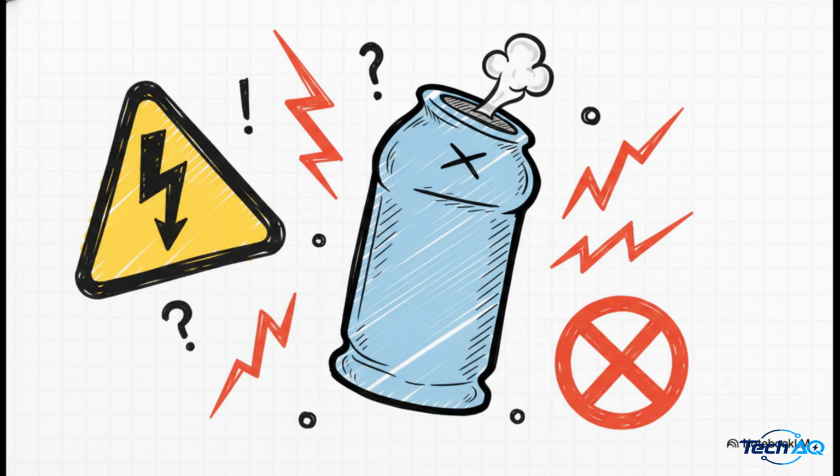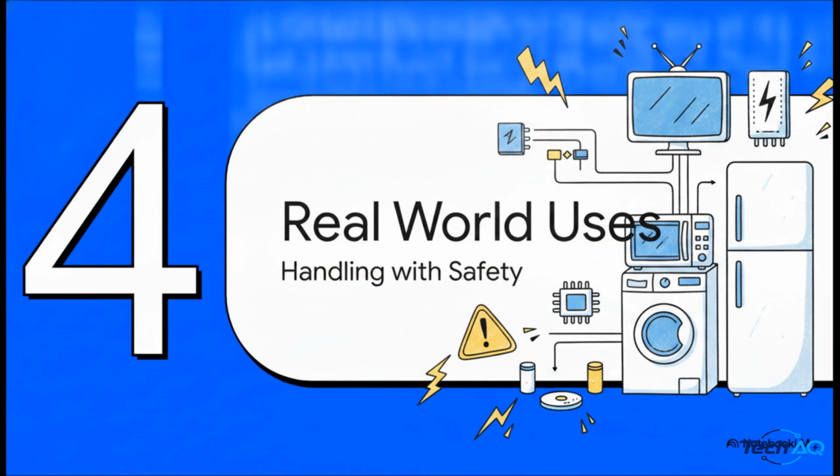Crucially though, they are fragile. They can be physically damaged if you hit them with an overvoltage, and for polarized types, like those electrolytic ones, hooking them up backward will literally destroy them. Finally, let's wrap up with Section 4, the real world and safety.